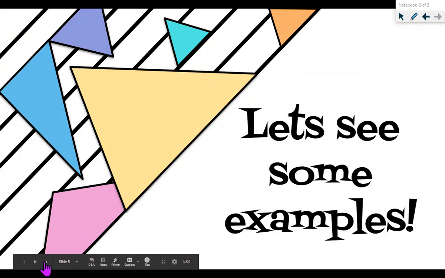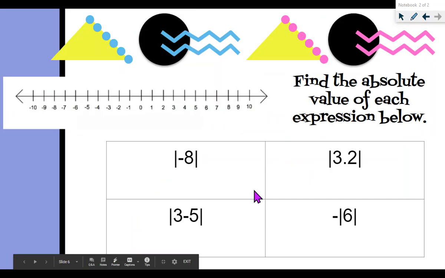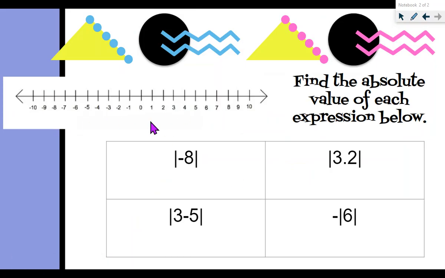Okay, let's look at another example. So I put this number line here so that we can think about some of these, but you're not really going to need it. You'll see it gets easy when you just do a couple of examples here. So the absolute value of -8. Again, we're thinking about how many steps away from zero is that number. But it's 0, and you go 1, 2, 3, 4, 5, 6, 7, and 8 steps. So the absolute value of -8 is +8.